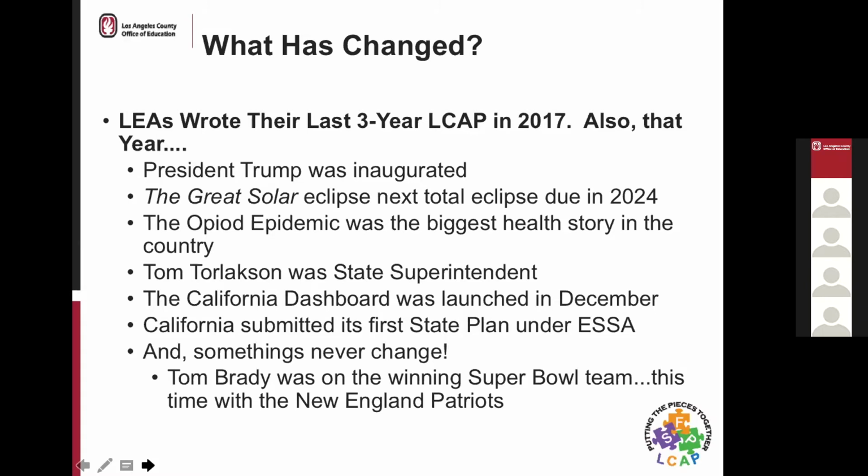In 2017, if you look back for what were the big issues of the year, the opioid epidemic was the biggest health story in the country. That was topping the news. And at that time, we had a different state superintendent. Tom Torlakson was our superintendent. And the next one surprised me, it's been that long, but the California Dashboard wasn't launched until 2017. It was approved in January, launched in December of that year. And also ESSA had just been approved and passed in 2015. So California was just submitting its first state plan under ESSA that year.